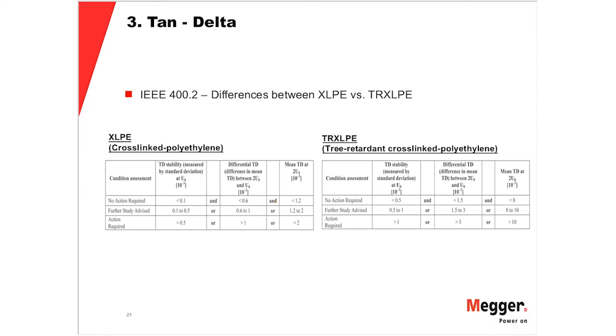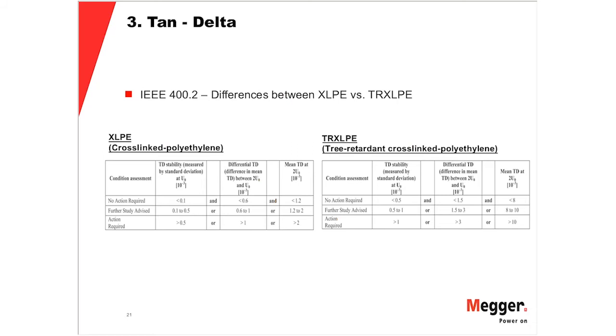Here, according to IEEE 400.2, there are some recommendations for you: what values are good, what are moderate, and when is a value bad enough that you need to action. And you see, this is separated between the first series of cross-linked polyethylene cable with the abbreviation XLPE, and the modern type of XLPE cable, which are water tree retardant cross-linked polyethylene cable.